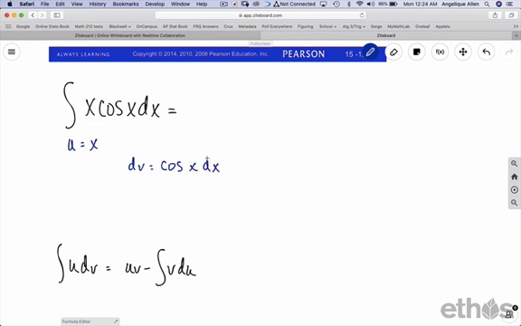I think a lot of people get stuck on integration by parts because they forget that dv has to have a differential in it. So to get du, we take the derivative of x, which is just dx. And to get v, we take the antiderivative of cosine x dx, and that's going to be sine x. So here's how we put this into the formula. This is going to be u times v, or x sine x, minus the integral of v du, and v is sine x, and du is dx.